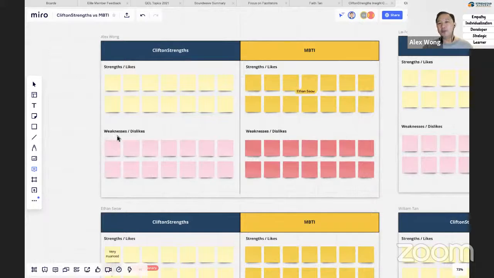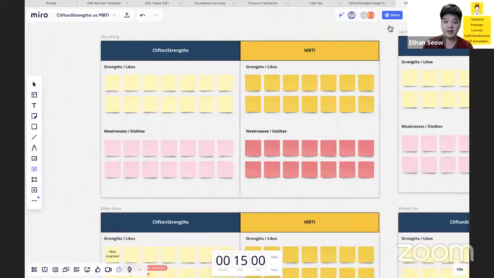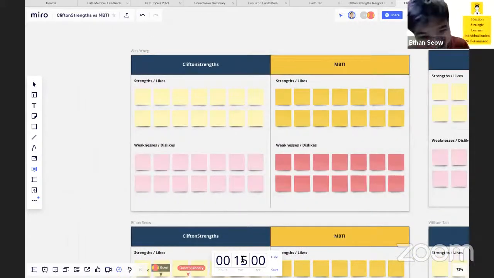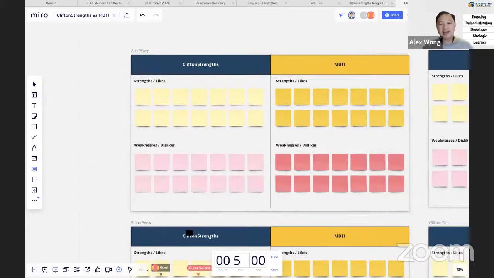What I'd like you to do, based on your own understanding, is write down what you feel are the strengths or what you like about this particular profile, or what you feel are the weaknesses or what you dislike about it. Take about 5 minutes to do that. Ethan, I think 5 minutes is good, right? Meanwhile, we will just continue talking because we're live streaming already. I'm going to set the timer for 5 minutes, and Ethan and I can both enter while typing.